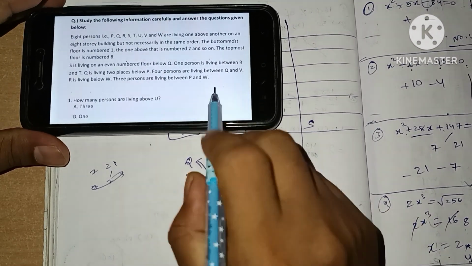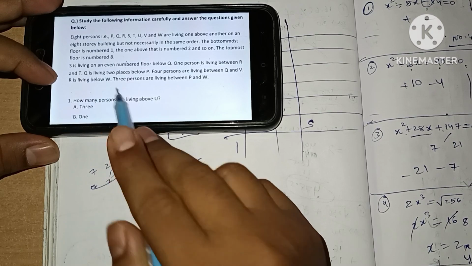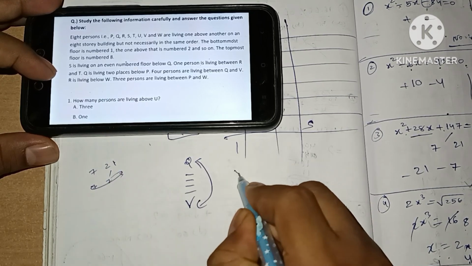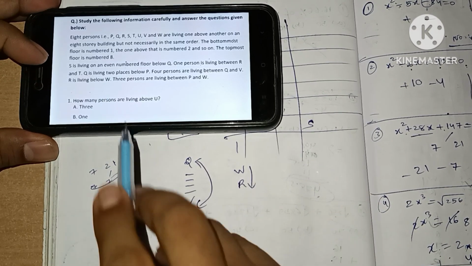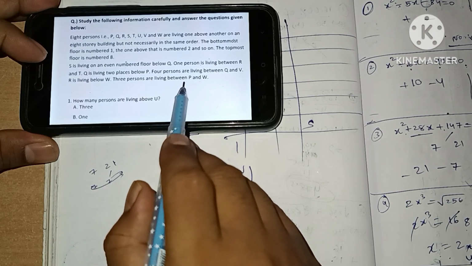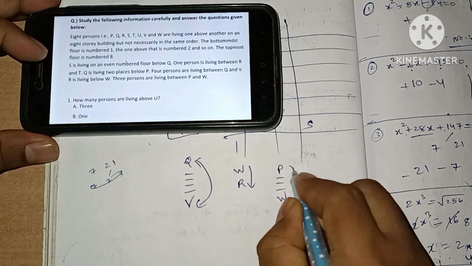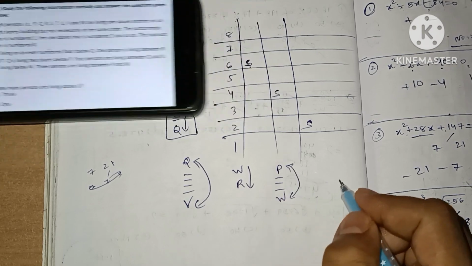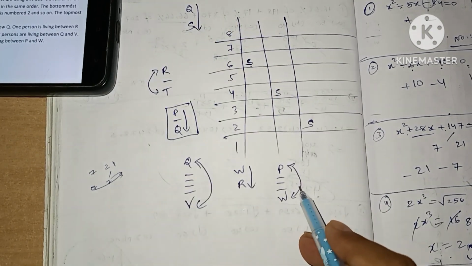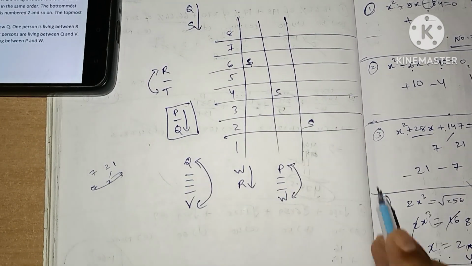Okay. Next one is R is living below W. 3 persons are living between P and W. So these are the rough statements. Now we need to find our solution.